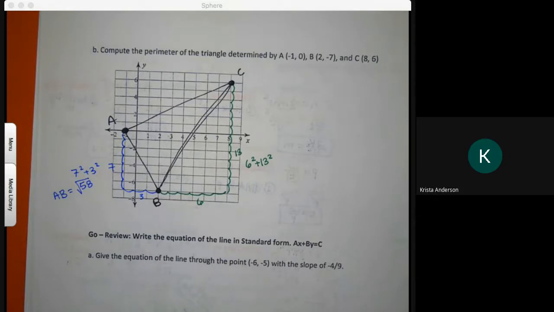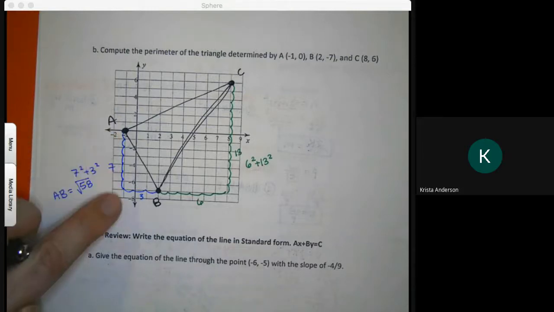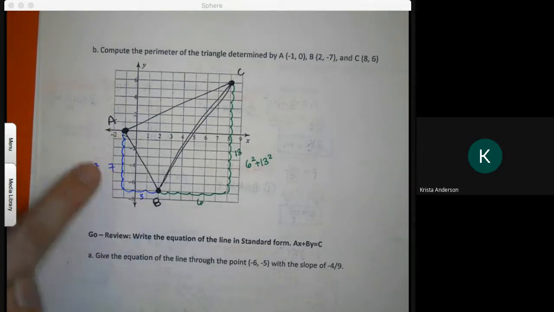So with the slopes, this would be -7 over 3. But because I'm plugging it in for distance, distance will be positive. So you don't have to worry about signs if it's easier.